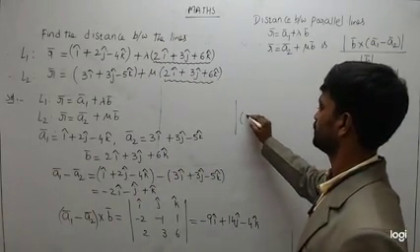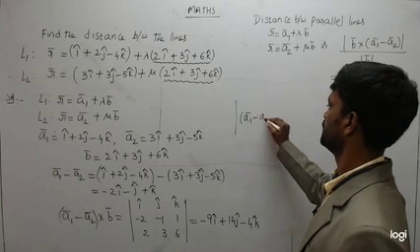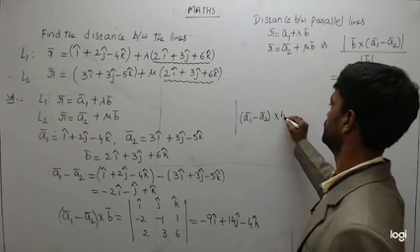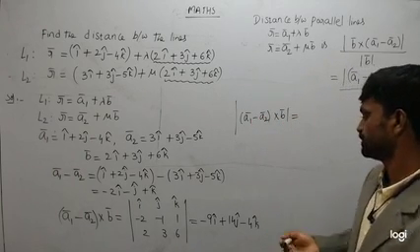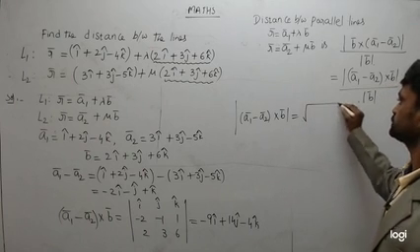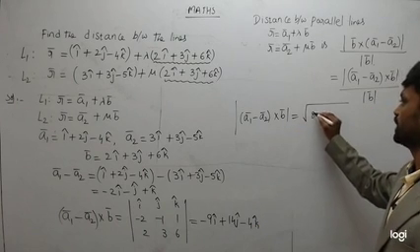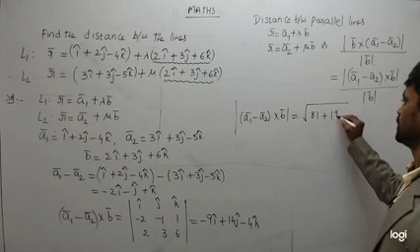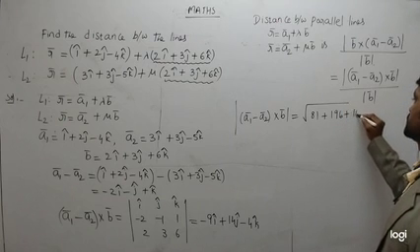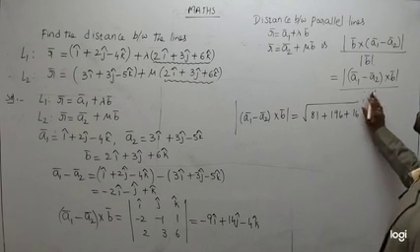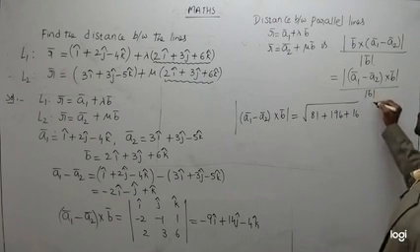Next, to find its magnitude, the magnitude of the vector A1 bar minus A2 bar cross B bar is equal to what you will get? Square root of minus 9 whole square 81, 14 square 196, 4 square 16. So calculate.